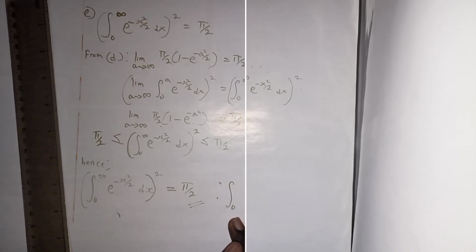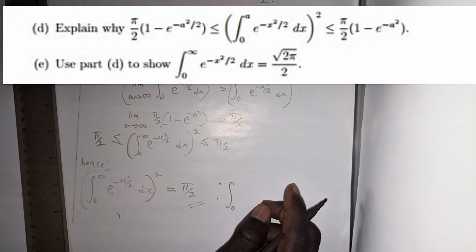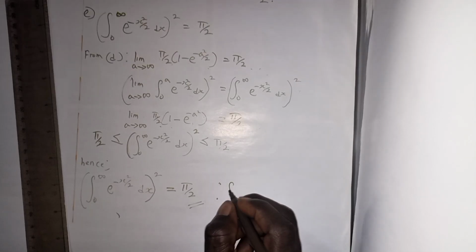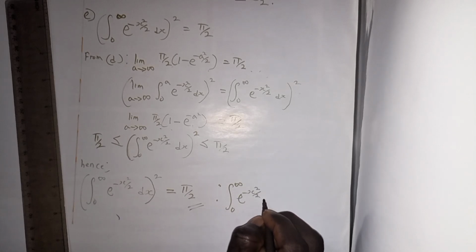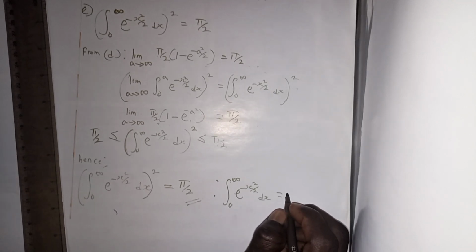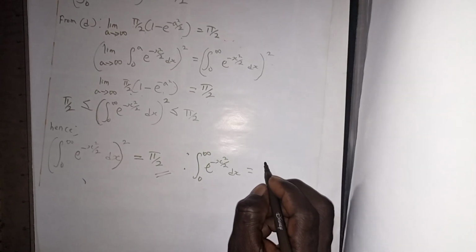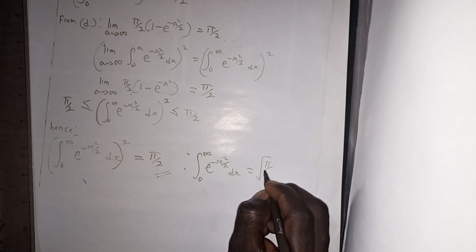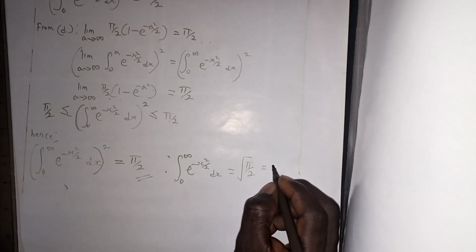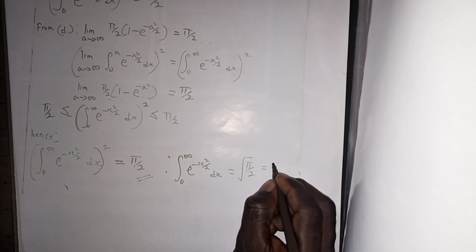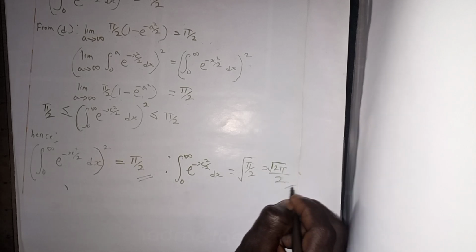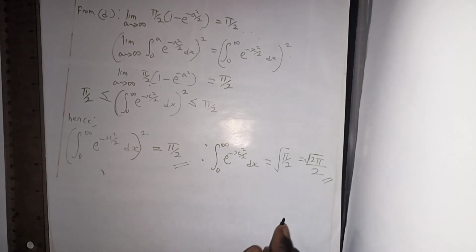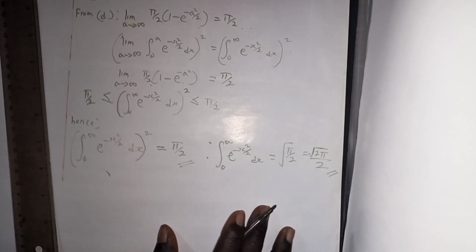So I believe the question is the integral from 0 to infinity of e to the negative x square over 2 dx without the square. Now all we're going to do is take the square root of that. So we have this, it becomes the integral of e to the negative x square over 2 dx, which is the square root of pi over 2, which is root 2 pi over 2. That's our final answer. So we are putting our final answer to that.